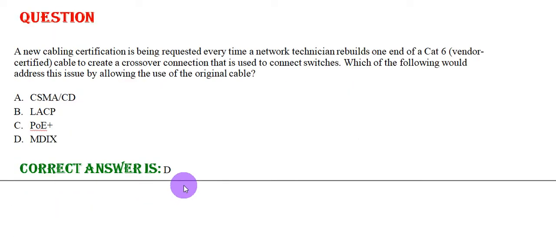A new cabling certification is being requested every time. A network technician rebuilds one end of a Cat 6 vendor certified cable to create a crossover connection that is used to connect switches. Which of the following would address this issue by allowing the use of the original cable? Option A, CSMA/CD. Option B, LACP. Option C, PoE+. And option D, MDIX. The correct answer is option D.